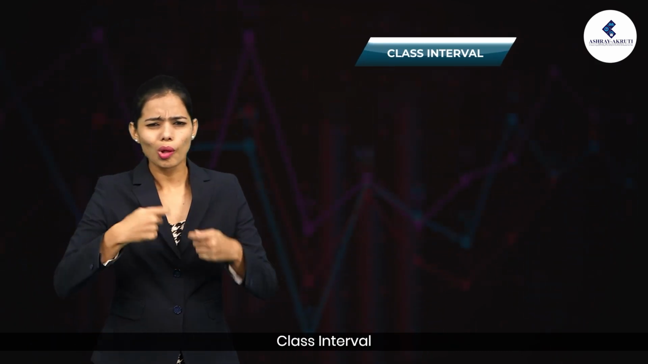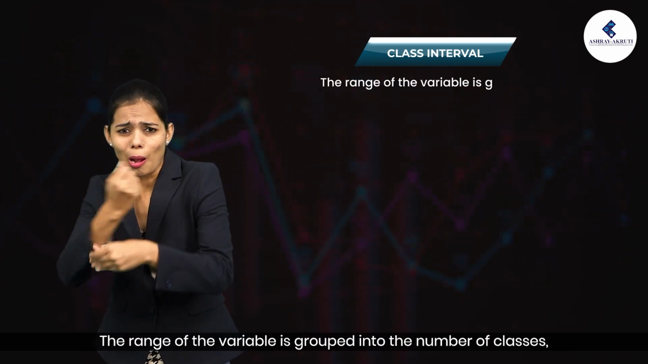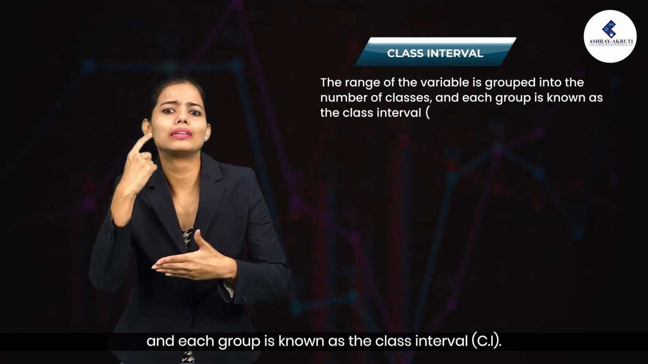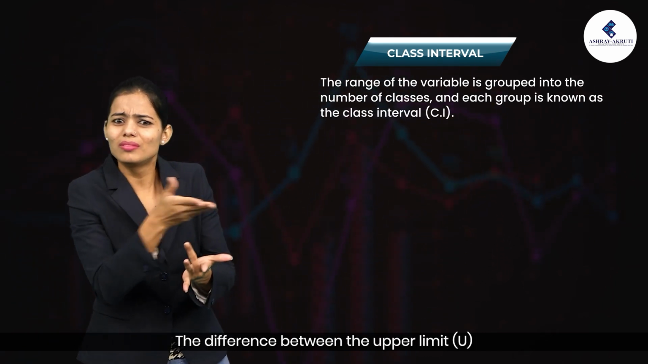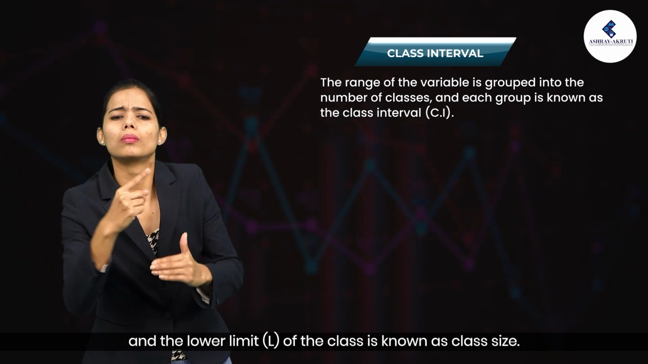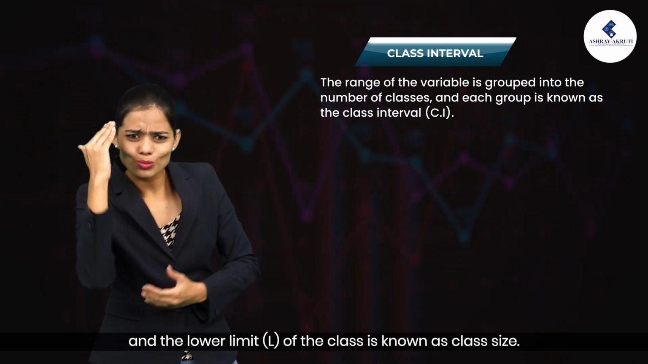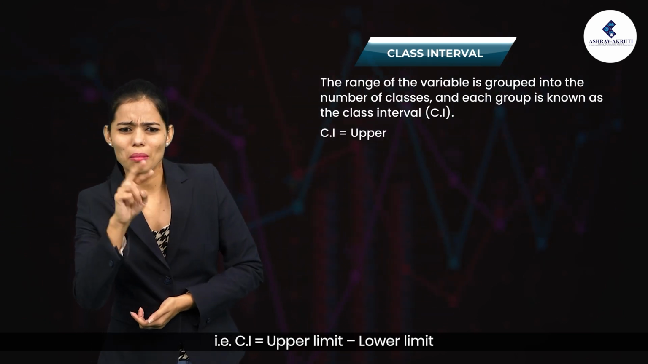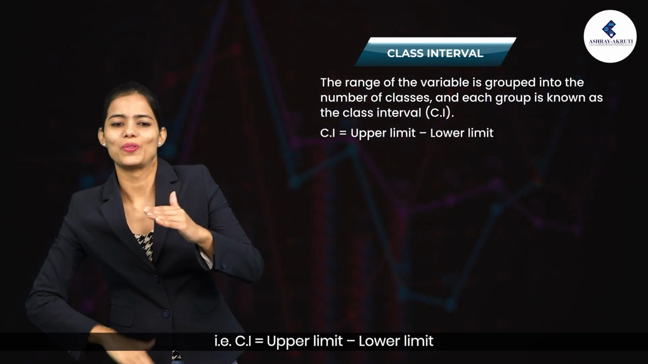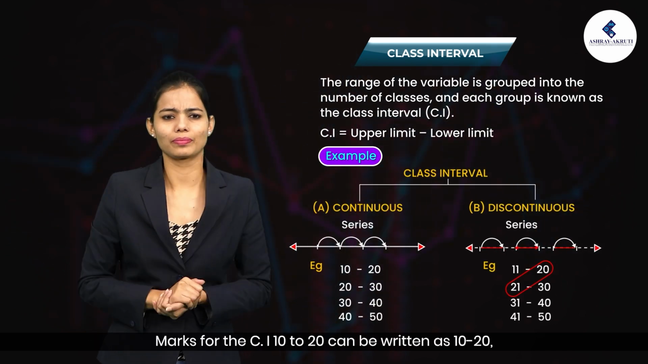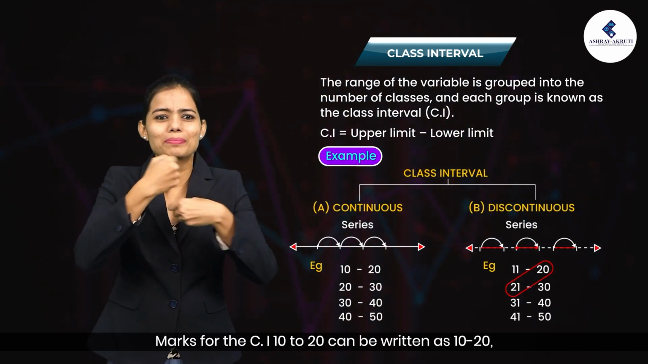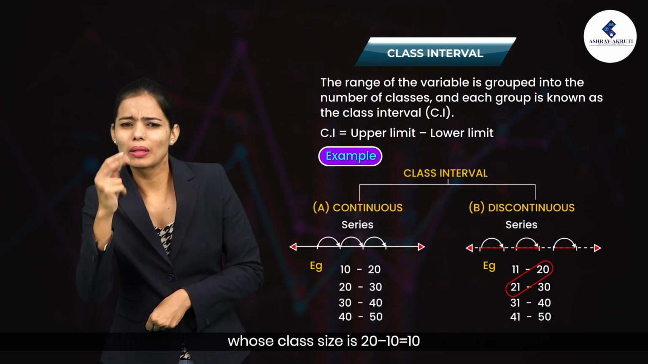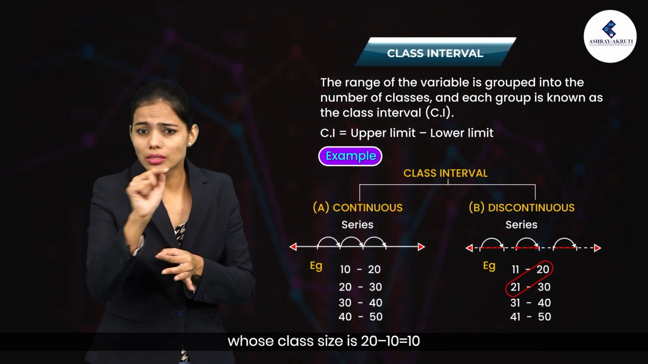Class interval. The range of the variable is grouped into a number of classes and each group is known as the class interval, Ci. The difference between the upper limit U and the lower limit L of the class is known as class size. That is, Ci is equal to upper limit minus lower limit. For example, marks for the Ci 10 to 20 can be written as 10 - 20, whose class size is 20 minus 10, which is equal to 10.